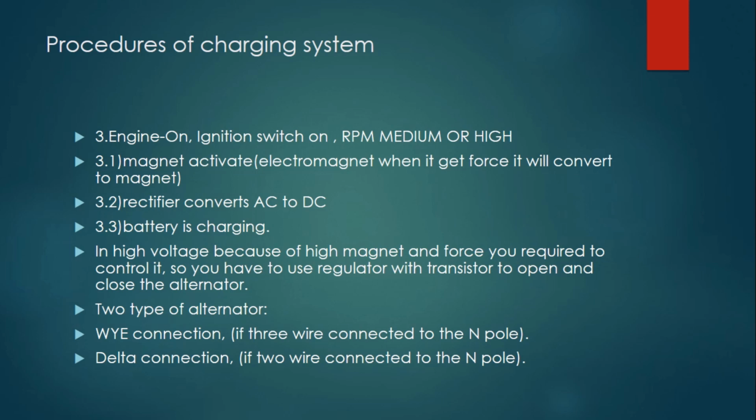We have two types of alternator, WYE connection and delta connection. In most vehicles there is a WYE connection. Actually, in four-wheel drives, they mostly use WYE connection. It has 3 wires connected to the N pole. The N pole of the electromagnet will absorb force and convert to a magnet, and the magnetic field comes from the N side of the pole, not from the S side.